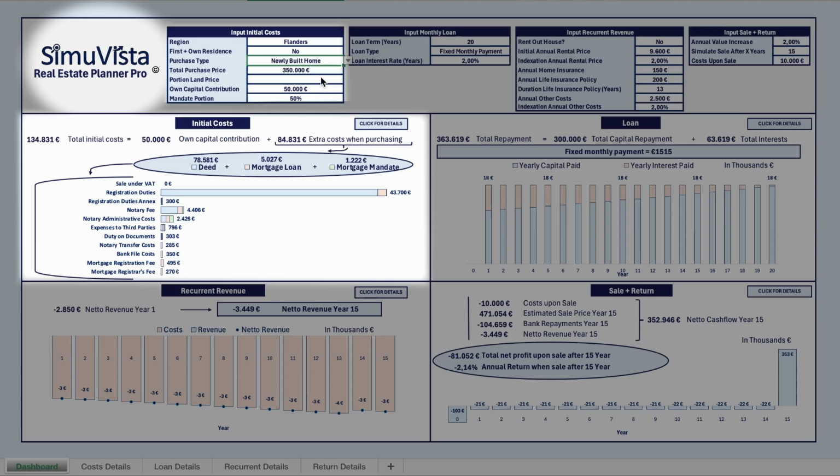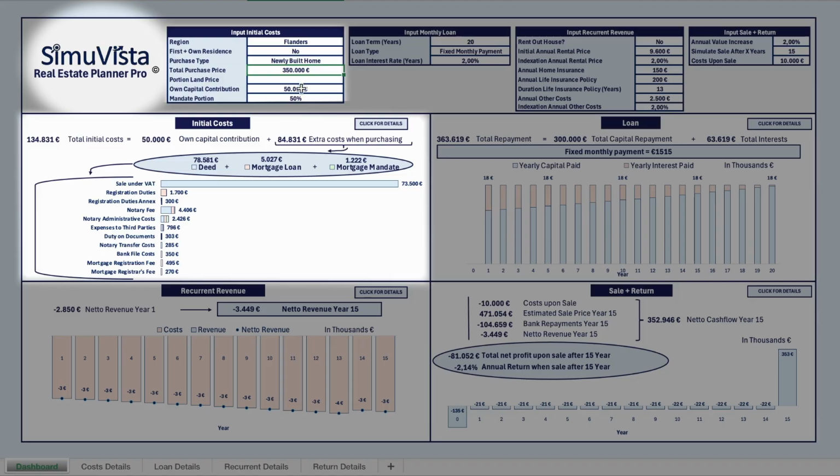So let's take newly built home for instance. And also the total purchase price, of course, and the portion that is land price will impact your costs. And it is important because based on these choices, your notary fees and your taxes will automatically adapt. So for example, you might pay registration duties while someone else might fall under the VAT scheme. And the percentage can also vary depending on your specific situation.